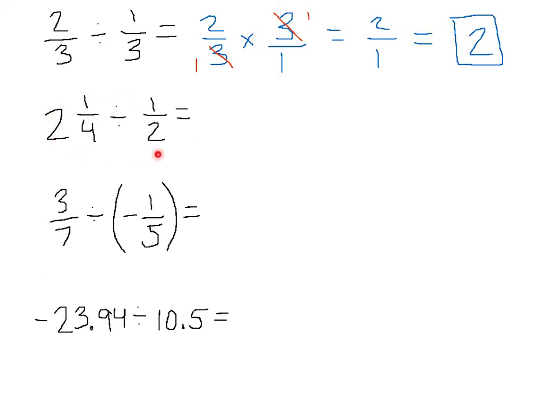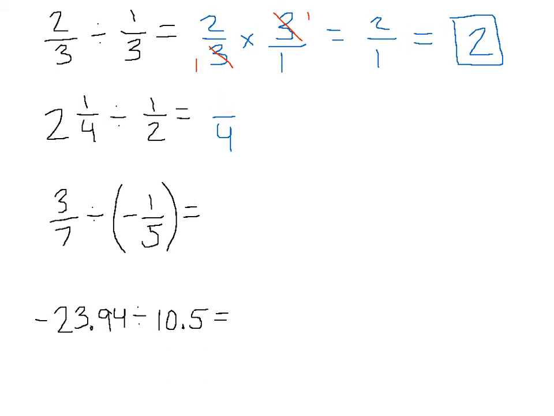So for this next example, same idea, same thing, except here we have a mixed number. Mixed numbers cause problems. We can't do anything with them. So here's what we're going to do. We're going to do keep, change, flip. Except instead of keeping the first fraction like we did before, I'm going to go ahead and change this to an improper fraction. Since the denominator is 4, the denominator will stay as 4.